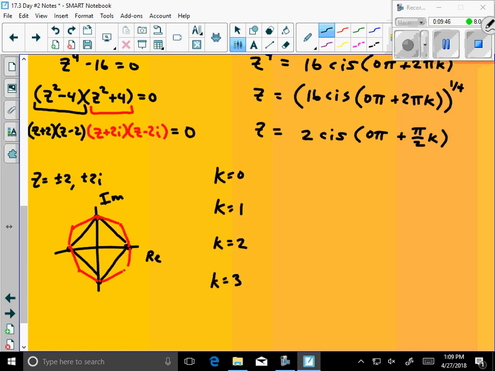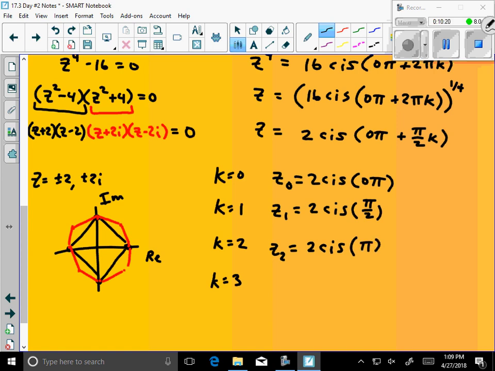Okay, so if k equals 0, our first root, z sub 0, will be 2 cis, obviously k is 0, so that'll just be 0 pi. Now, if k equals 1, this is now 2 cis what? Pi over 2. If k equals 2, I'd have 2 cis pi. If k equals 3, I'd have 2 cis 3 pi over 2.